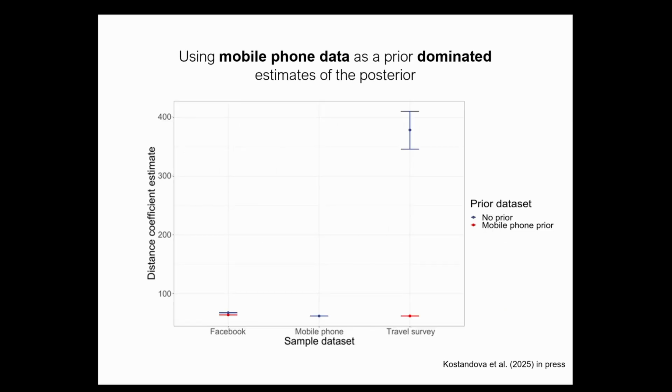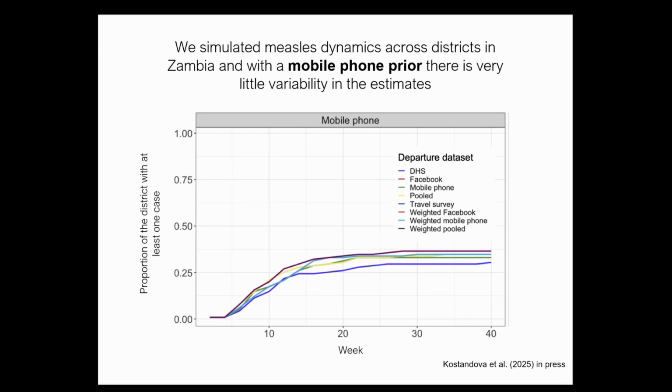And so overall, what Natalia found is it didn't really matter what other data set you were using. If you were using the mobile phone data in any way, shape, or form for your fits, that completely dominated all of your fits. So it did not really matter what other data set you threw at it. If you used mobile phone data as your prior, that was always going to be the most important thing driving your posterior.